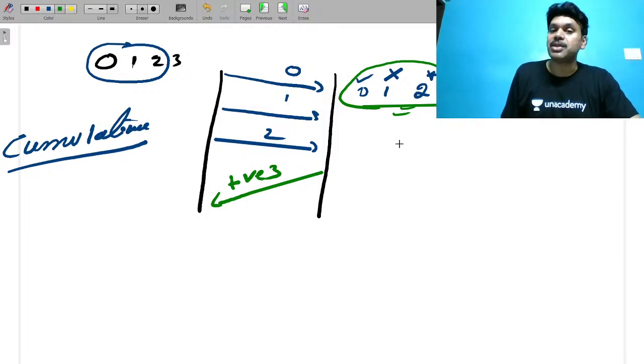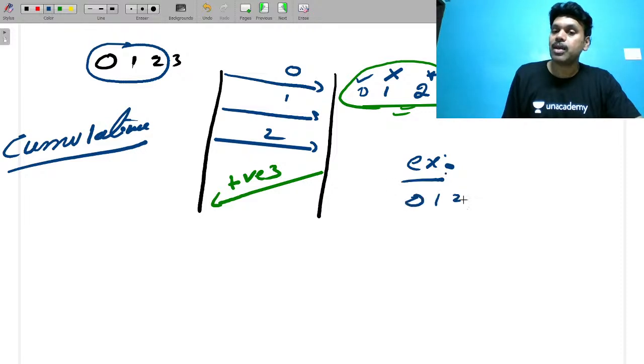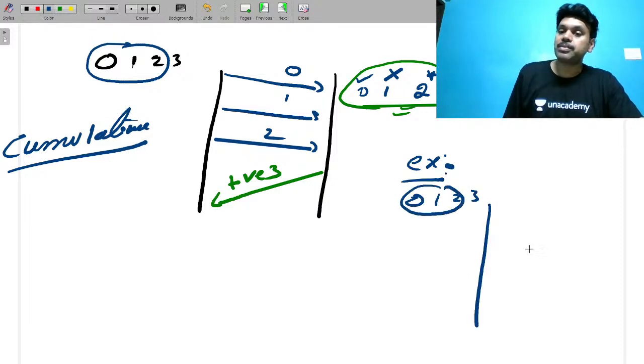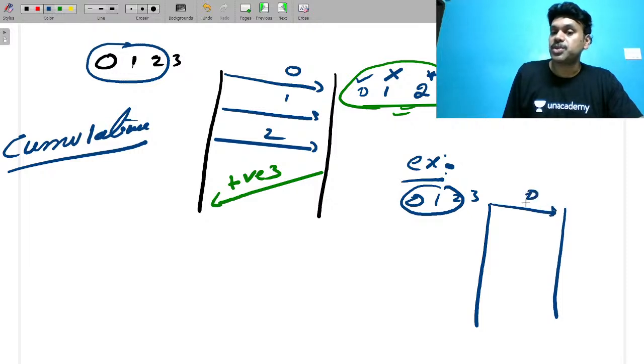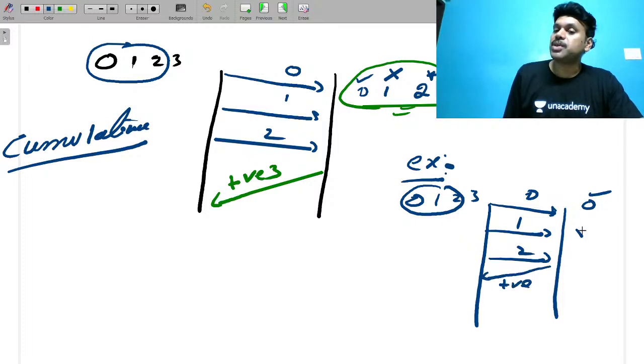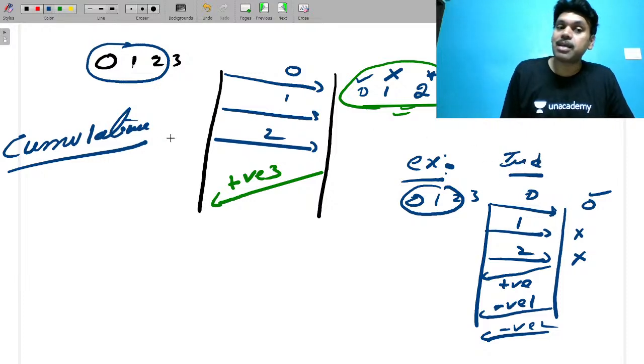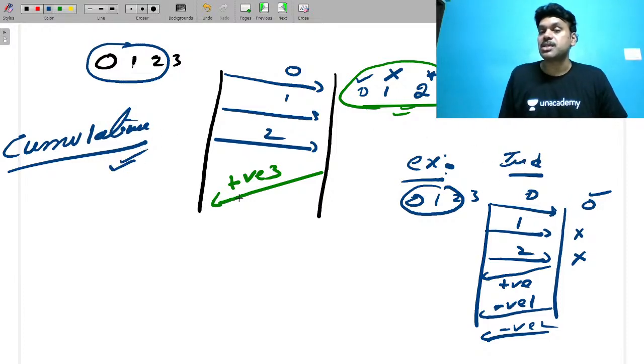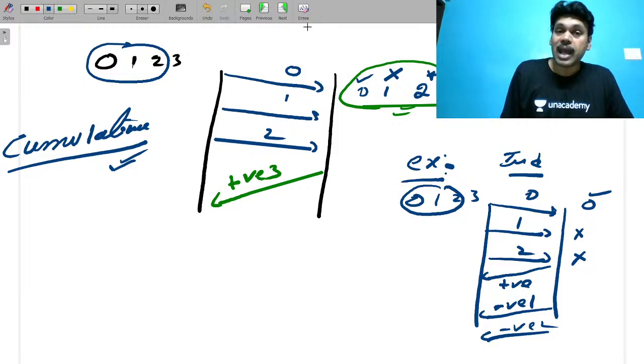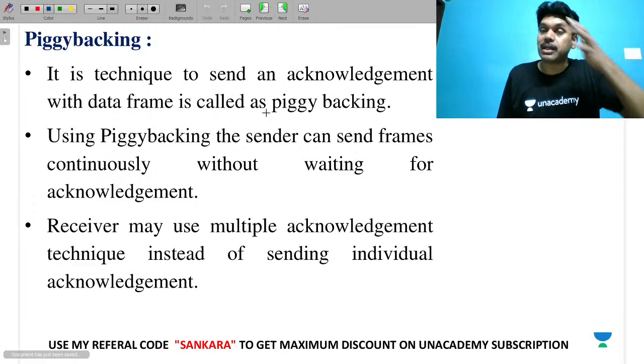How to use independent? See the beauty of independent acknowledgements. I will solve your problem. So I have transmitted 0, 1, 2. 0 is pushed, 1 is pushed, and 2 is pushed. As we guess, 0 is a success, so I will send positive, and we know that 1 and 2 are lost, so I will give a negative acknowledgement for 1 and a negative acknowledgement for 2. This is the advantage of the independent acknowledgement system compared to the cumulative acknowledgement system. Cumulative is not reliable.